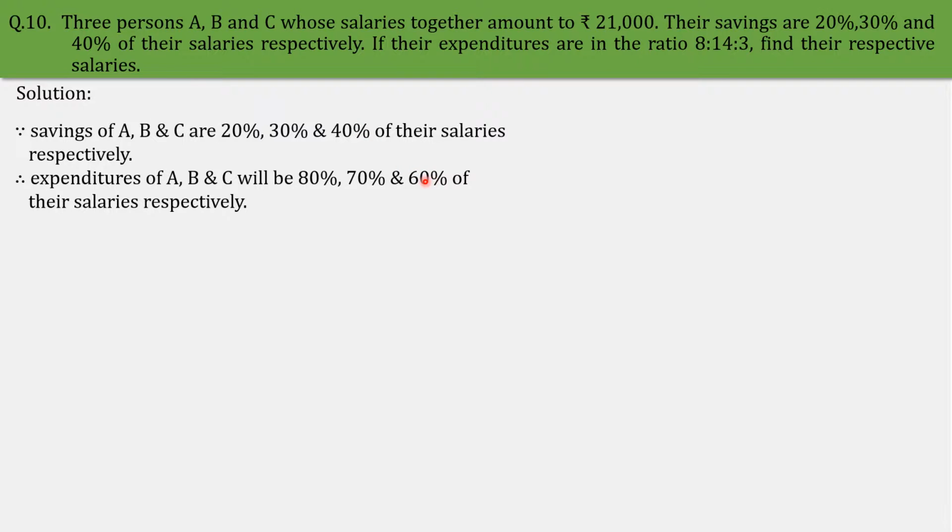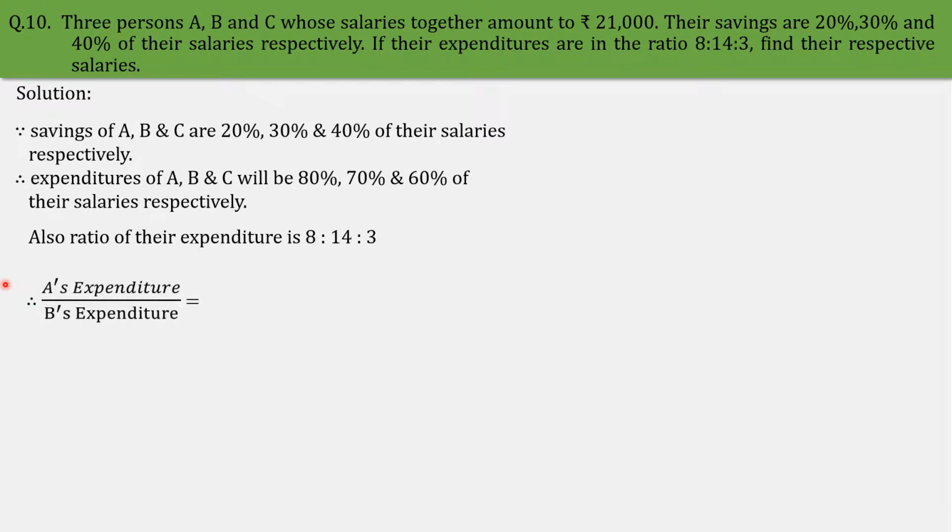Now along with this, we are also given the ratio of their expenditure as 8 is to 14 is to 3. Now let's bifurcate this ratio in two. Let's consider first A's expenditure upon B's expenditure. So that will be 8 upon 14. Now what is A's expenditure? We have calculated A's expenditure as 80% of A's salary and B's expenditure is 70% of B's salary.